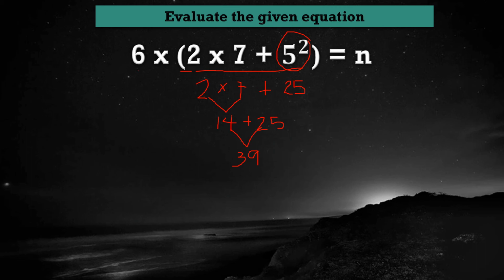Eh, meron pa tayong natitirang 6 times. So, kopyahin na natin yan. 6 times 39. So, 6 times 39 is equal to 234. 234. So, the answer for that equation is 234. So, sana nasusundan tayo, no? At naunawaan kung paano natin i-apply yung GEMDAS rules.